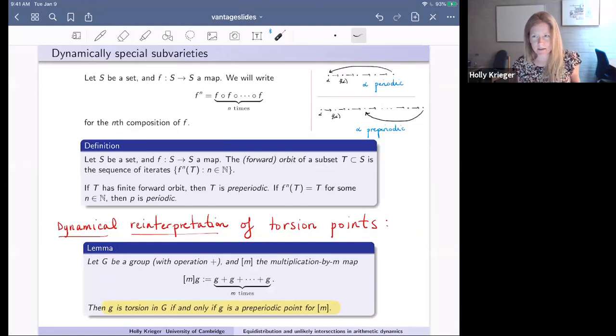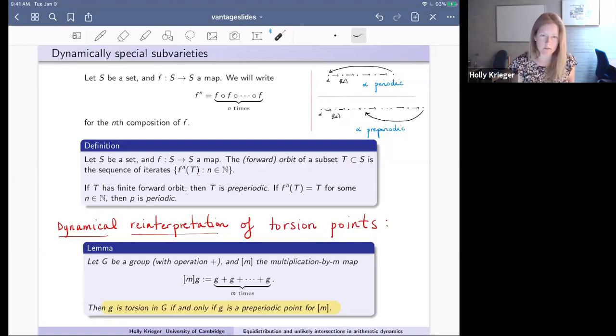So I'd like to dynamically reinterpret this, first in a very shallow way, okay? So let me make a couple of definitions in order to do so. If I have a set S, any old set, which admits a self-map, say F, then I'm going to, because I want to do well by my other arithmetic dynamics speakers, omit the little circle that you usually see for composition and just write F^n for the nth composition of F. Okay, so I have a self-map and I'm repeatedly applying it, say, n times. If I do so, then I can define the forward orbit of a point in S, or even a subset more generally, to be the sequence of iterates under this self-map F, okay? And if that forward orbit is finite, then we say that the subset is pre-periodic, okay?